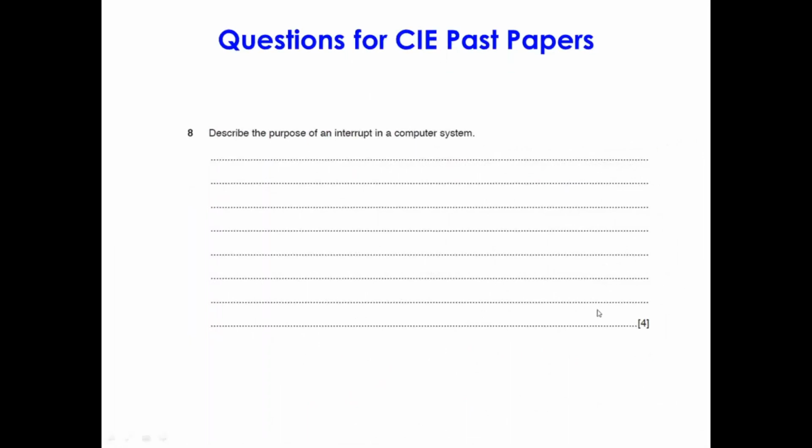This is another question. Describe the purpose of an interrupt in a computer system. We have discussed what an interrupt is. Interrupt means you receive a signal from the hardware or the software. When the computer receives an interrupt, the computer will stop its work and deal with this interrupt. If this interrupt has higher priority than what the computer was doing, then it will stop working and execute the interrupt. But if this interrupt is not very important, then the computer will finish the job it has started, and then it will execute the interrupt.